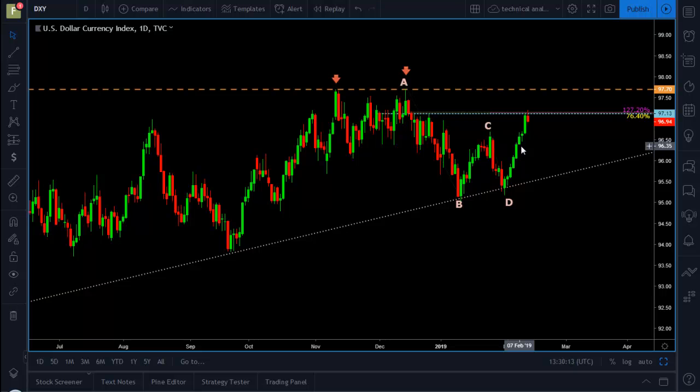So this means that we might get a pullback before we break the 97.10 level and test the 97.70 level again. We are still very bullish on the US dollar, and remember that tomorrow, I think, we have the consumer price index coming out of the USA, and the forecast is very good. So this is going to give a bullish bump to the US dollar. But for today's session, we consider a pullback to this previous high around the 96.60 level, maybe, for a continuation to the downside.